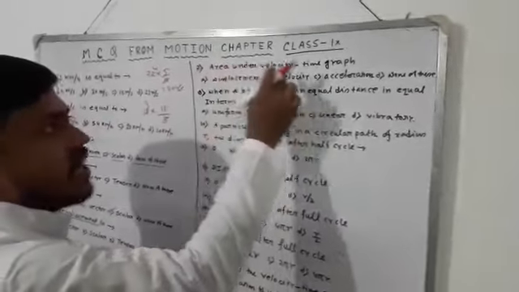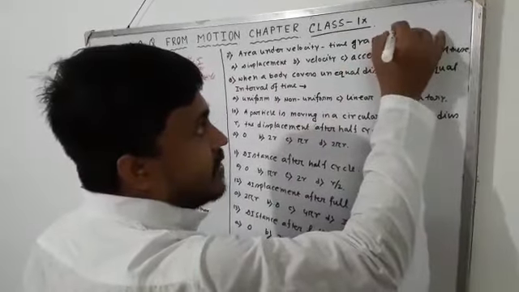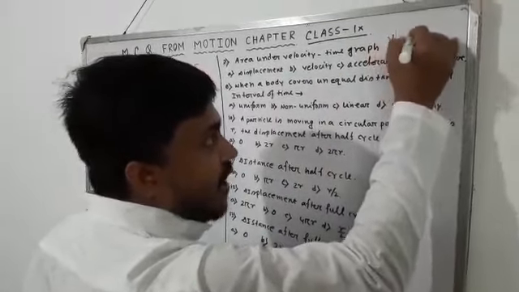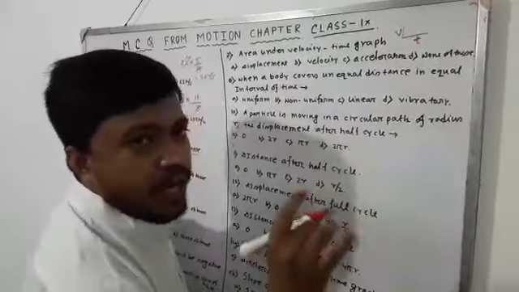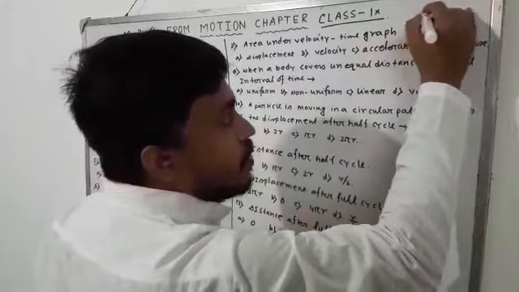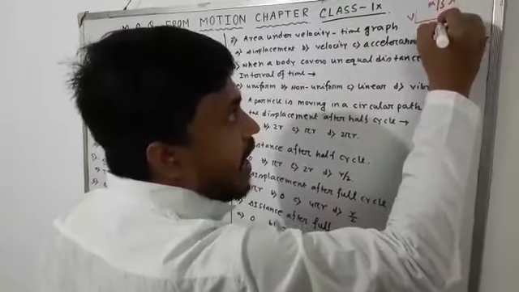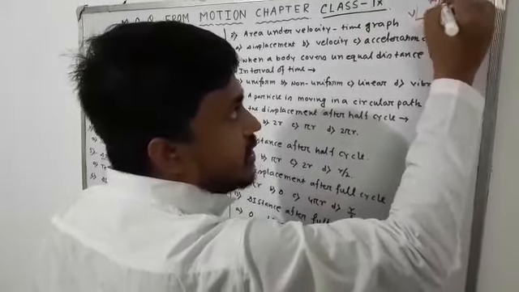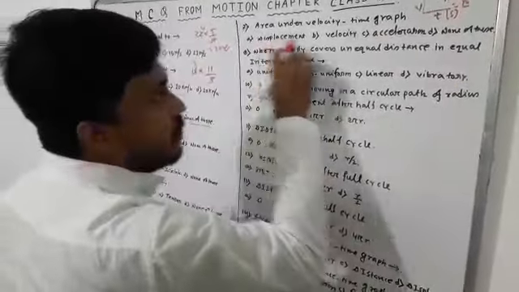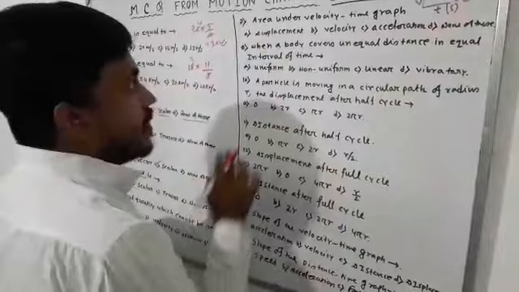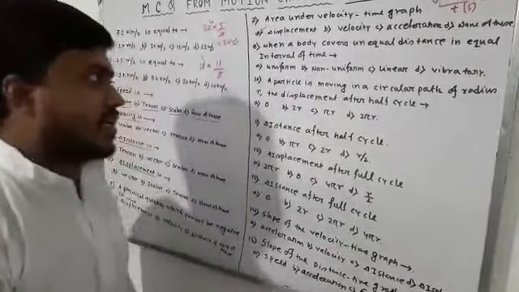The next one, students, is question number 8: area under the velocity time graph. This is the velocity axis and the time axis. If you find the area enclosed by the velocity time graph, that is equal to displacement. Why, students? Because the unit of velocity is meter per second and the unit of time is second. The second is cancelled, leaving only meter, which is the unit of displacement. So option A is the correct one.